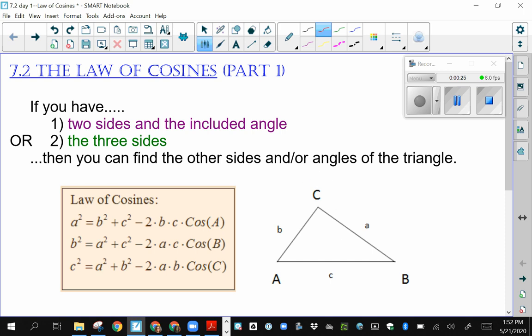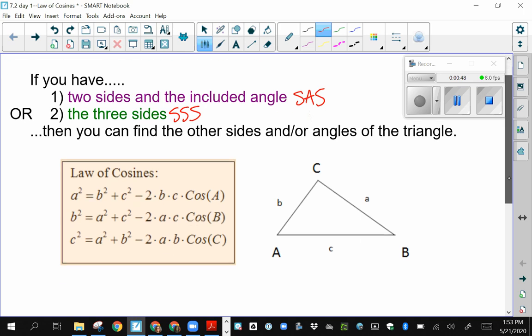And I personally would use law of cosines in two different scenarios: if I knew two sides and the included angle, side angle side, or if I knew all three sides. That would be a time for me to use law of cosines. So before you write this in the yellow box, hold off on that for just a second. That is the formula that is provided by the textbook.